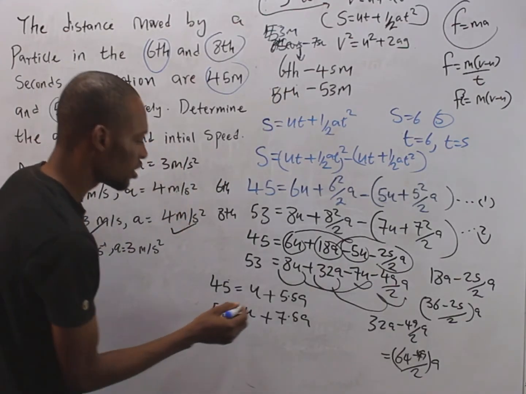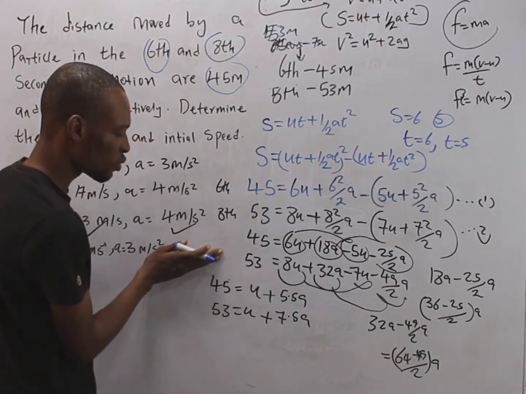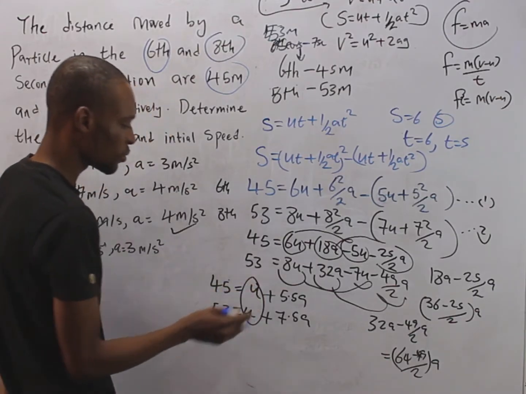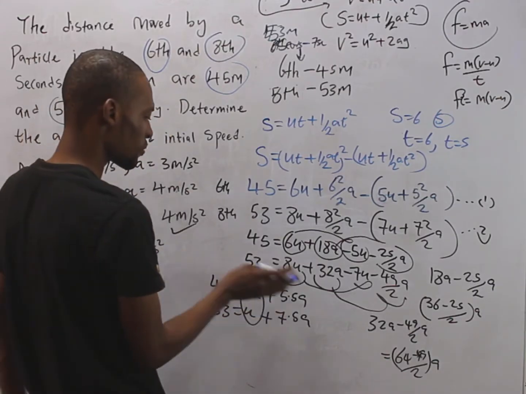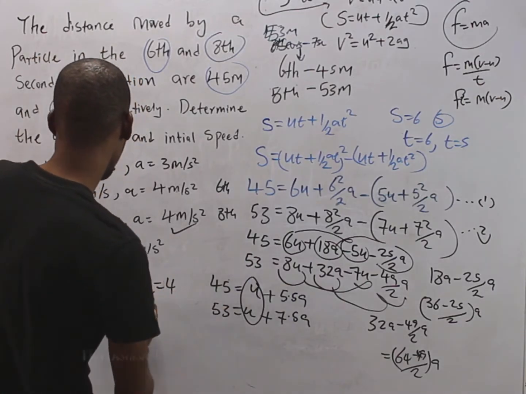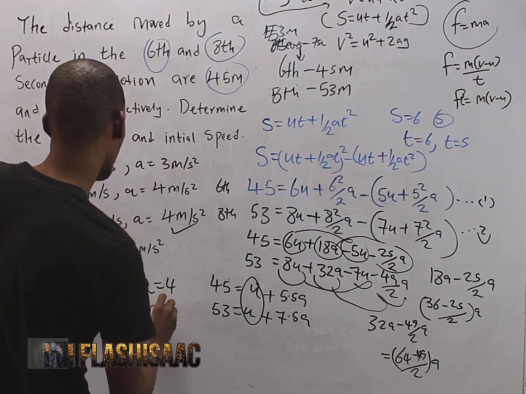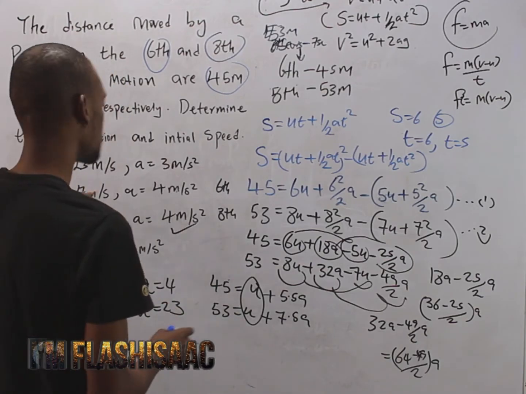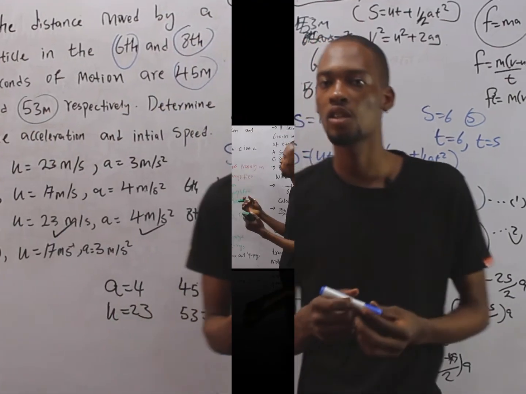Solving simultaneously, equation 2 minus equation 1, this will obviously cancel. So subtracting this from this, you will get that a equals 4 and u equals 23. Option C is the correct option.